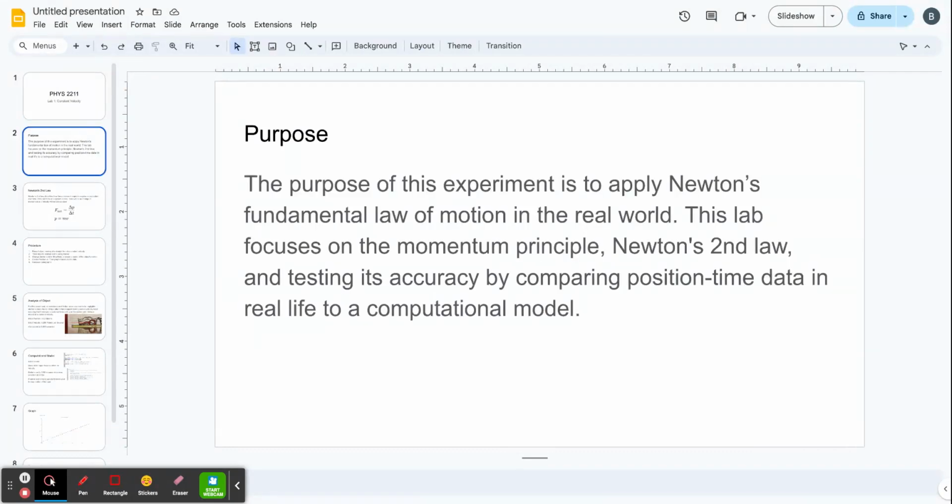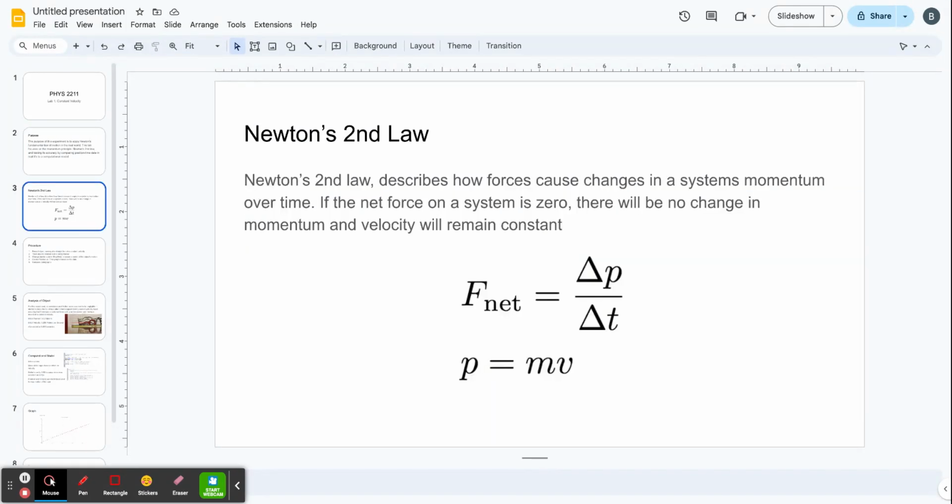So the purpose of this lab is to test Newton's fundamental law of motion in the real world. This lab focuses on Newton's second law, which deals with momentum and forces. And we're going to test its accuracy by comparing position-time data in real life to a computational model to see how it compares.